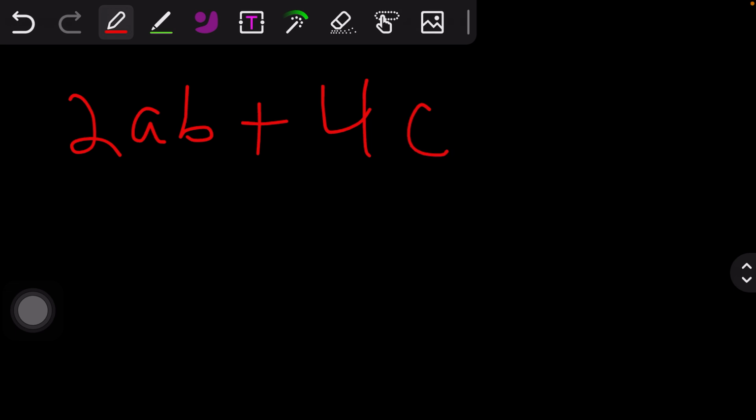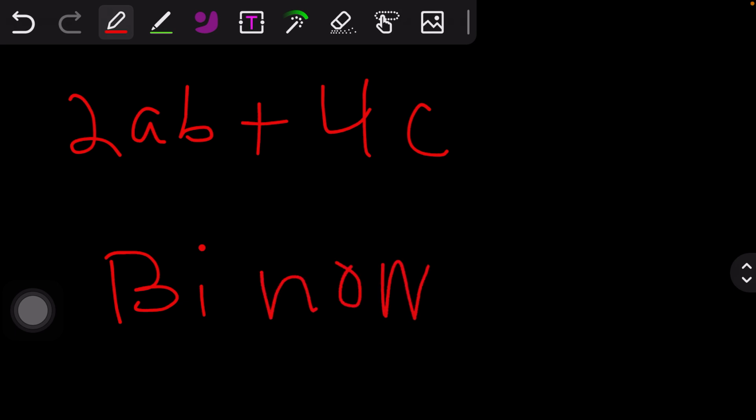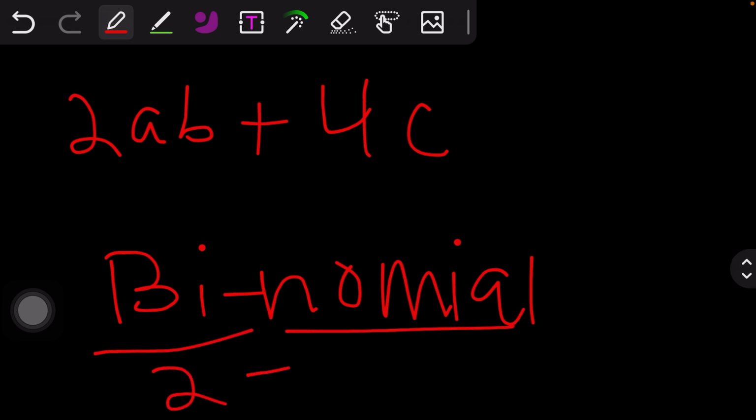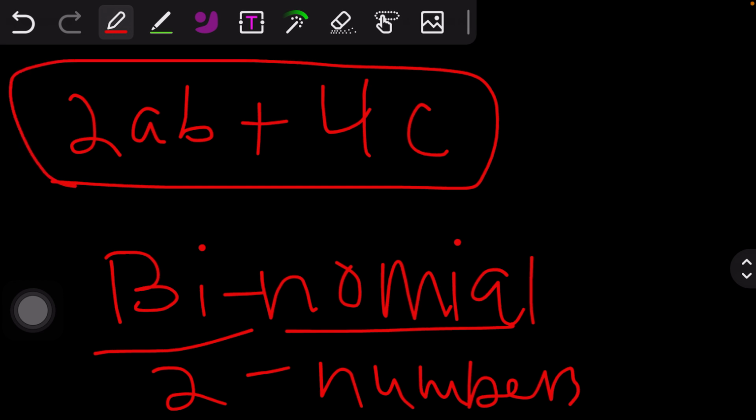So, for example, a binomial would be something like 2ab plus 4c. This is a binomial. Bi, of course, means two. Nomial means number. Two numbers. So, really quick, just for some context, where are the two numbers in this binomial that we're talking about?